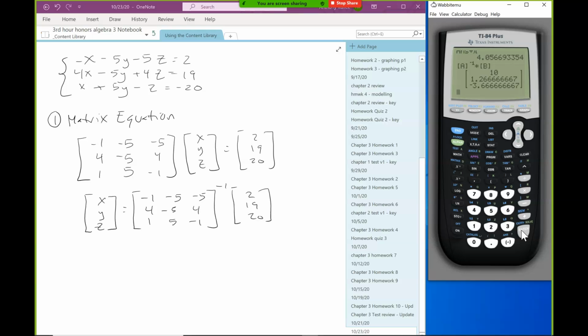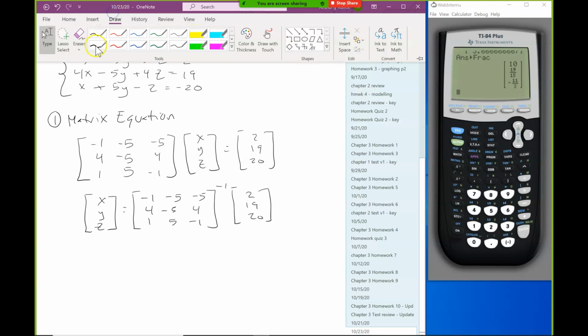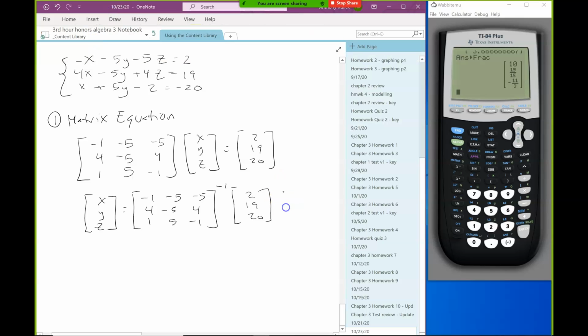Now this is clearly some fractions, right, what I've gotten here. So I can ask the calculator to give me this answer as a fraction. So if I press the math button and select the fraction command, it'll rewrite that as fractions for me. So what this tells me is the matrix XYZ is equal to 10, 19 over 15, negative 11 over 3. So my answer is 10, 19 over 15, negative 11 over 3.